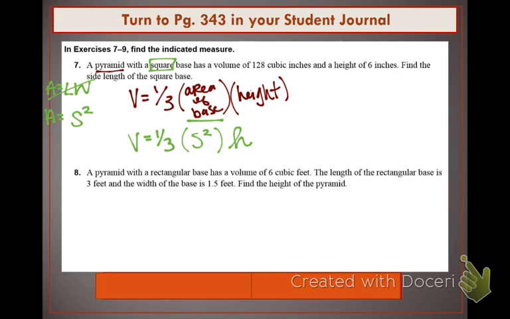All right, so gonna keep going. So now we plug in. What is the volume that they gave us? 128. It equals 1/3 times the side squared, because again, we don't know the sides.